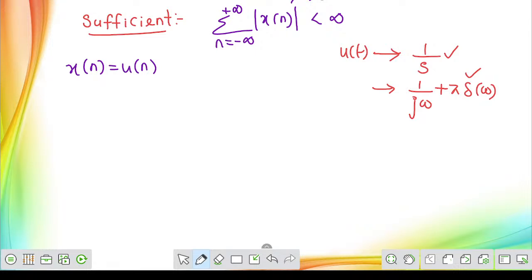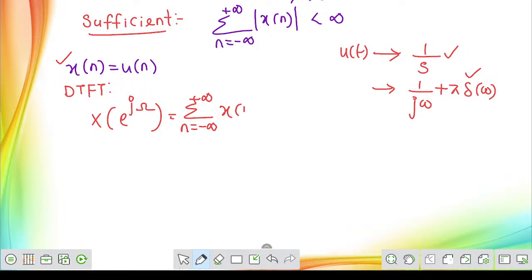Let's see. The question is, what we want: x of n equal to u of n. Its corresponding discrete time Fourier transformation is what we are looking for. How should I figure it out, sir? Let's see. The formula we have just seen, when I am trying to convert it into the frequency domain: X of e power j omega equals summation from n equal to minus infinity to plus infinity of x of n, whatever value you obtained, put it here, times e power minus j omega n. This is the formula.